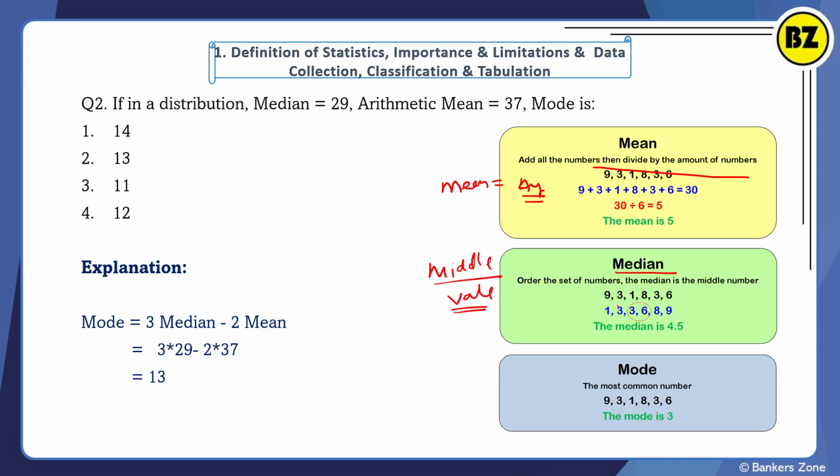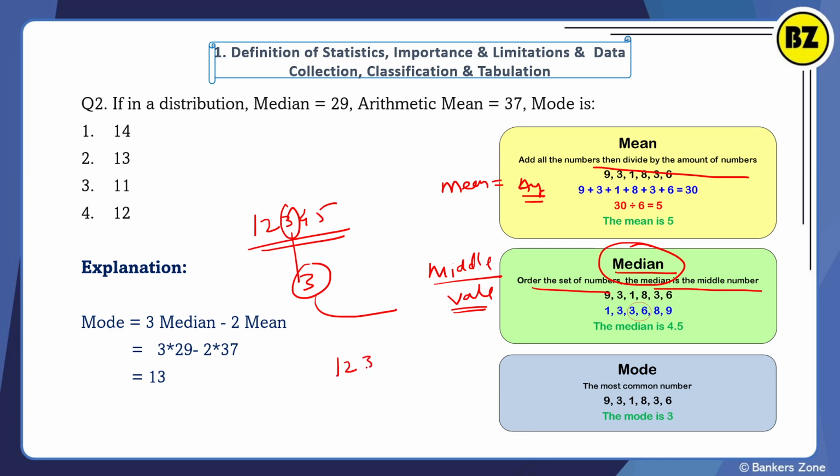For example, see here: 1, 3, 1, 8, 3, 6, 1, 3, 3, 6, 7. So what is the middle value? Order the set of numbers, the median is the middle number. For example, see here 1 2 3 4 5. What is the middle value? The middle value is 3, so 3 will be your median, right? To find the median, we have to arrange the numbers in increasing order. For example, if the numbers are 1 2 3 4 5 6, what is the middle value? 3 and 4, so the middle value will be 3.5. So that will be your median.